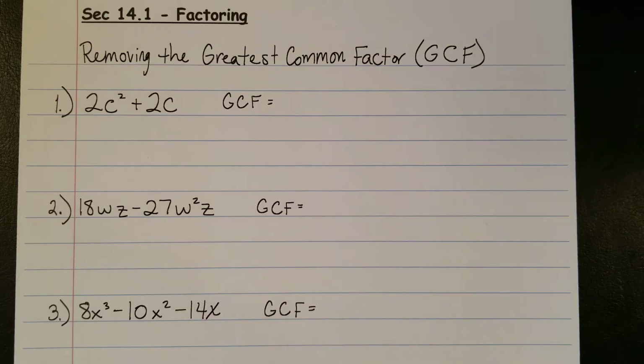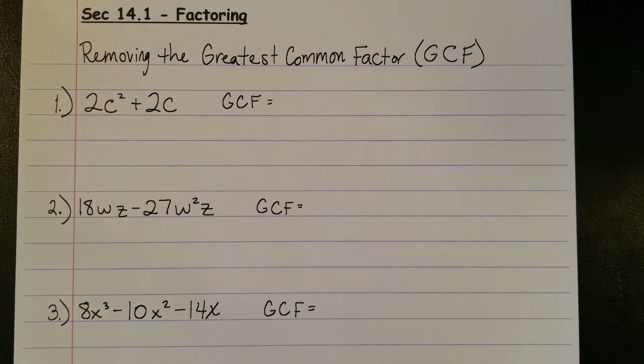Chapter 14 is about factoring. So anytime you are factoring, your first step would always be to factor out the greatest common factor, which we call the GCF for short, assuming that there is a GCF to factor out.